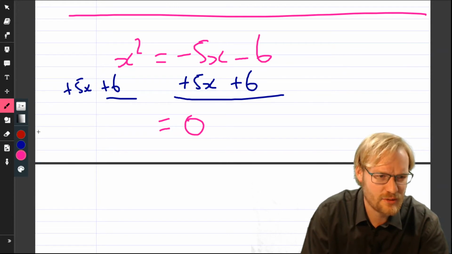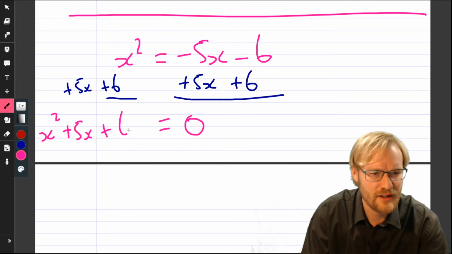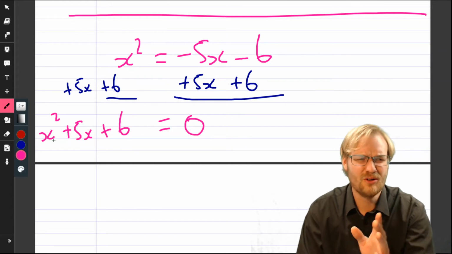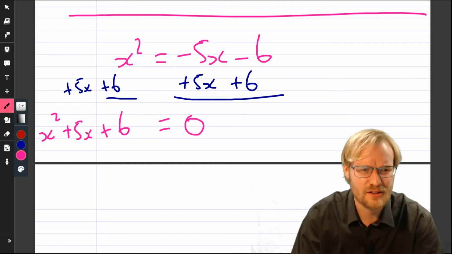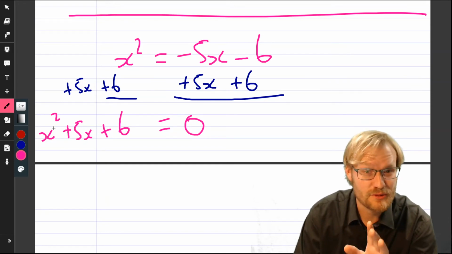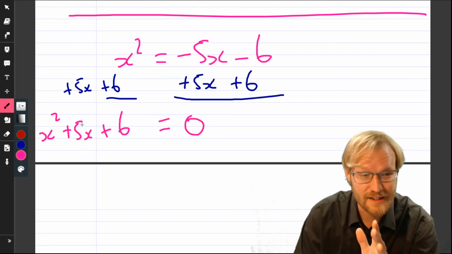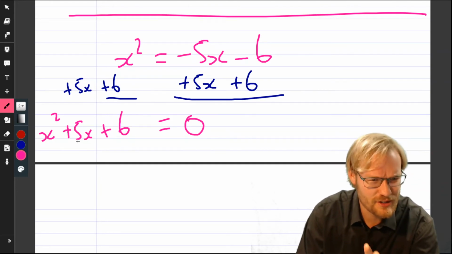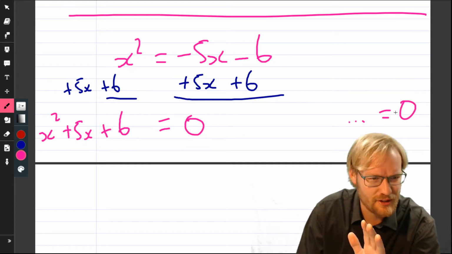Okay, so we got x squared still. We need to add 5x, and we need to add 6. Why can't we add those x squareds and 5x's? I mean, they're both kind of x's, aren't they? Not like terms. So the x squared and the x's are different, so we can't add them together. Okay, so we got our first step. We said we got a whole lot of stuff equals 0.